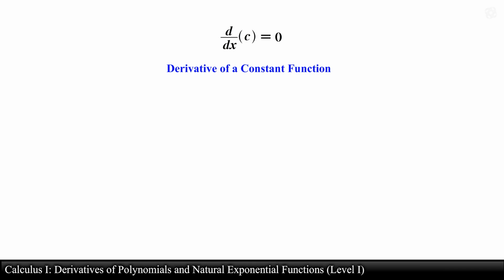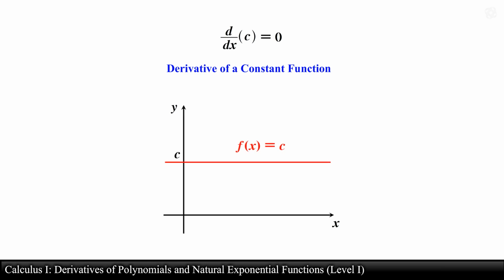Recall that the derivative can be geometrically interpreted as the slope of the tangent line to the curve y equals f of x at a given point. If we were to graph a general constant function of the form f of x equals c, where c is a constant, it would look like this. Notice that the constant function is actually a horizontal line. This means that it has no slope. In other words, it has a slope of 0. Since the geometric definition of the derivative is the slope of the tangent line at every given point on the curve, we can conclude that the derivative of a constant function is equal to 0.